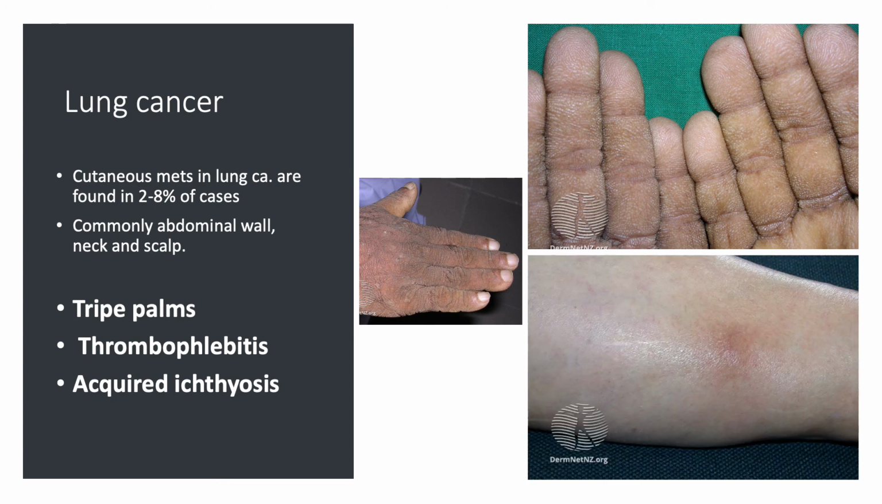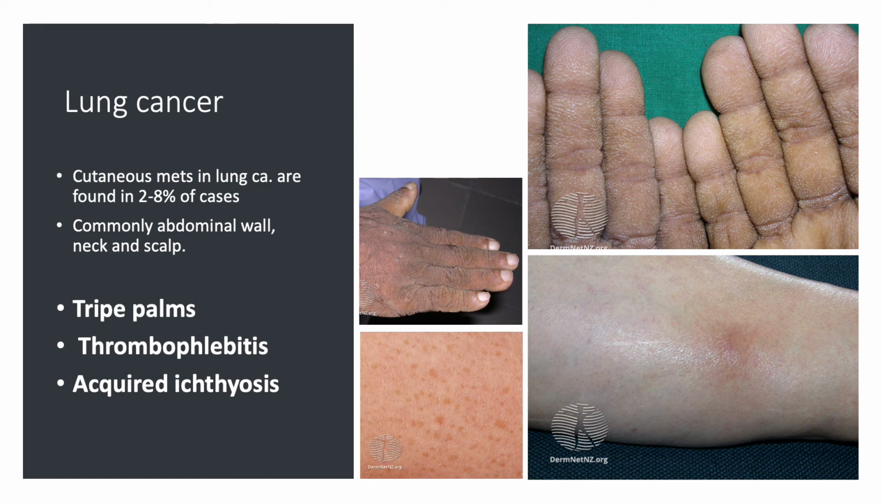The next manifestation is thrombophlebitis. Now, thrombophlebitis is just a blood clot that blocks the veins near the surface of the skin, and you get this kind of reddish rash around the area. Looks a bit erythematous and inflamed.